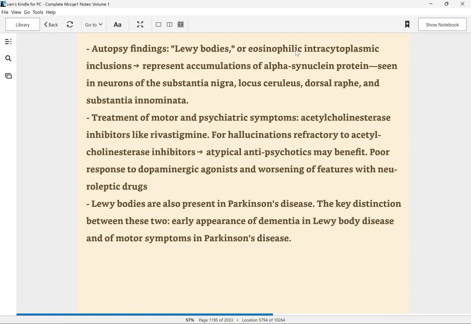→ Represent accumulations of alpha-synuclein protein seen in neurons of the substantia nigra, locus ceruleus, dorsal raphe, and substantia innominata. Treatment of motor and psychiatric symptoms: acetylcholinesterase inhibitors like rivastigmine. For hallucinations refractory to acetylcholinesterase inhibitors → atypical anti-psychotics may benefit.